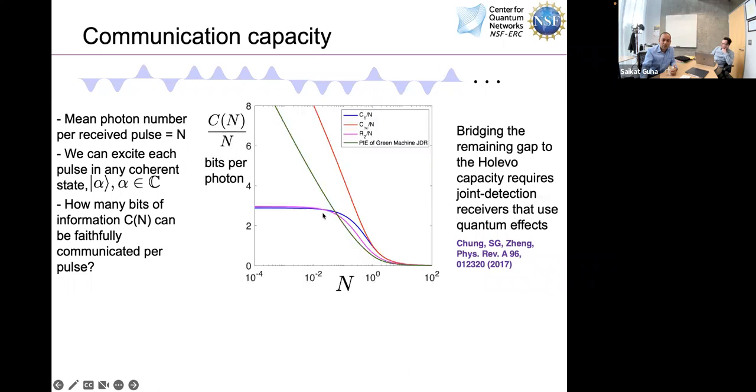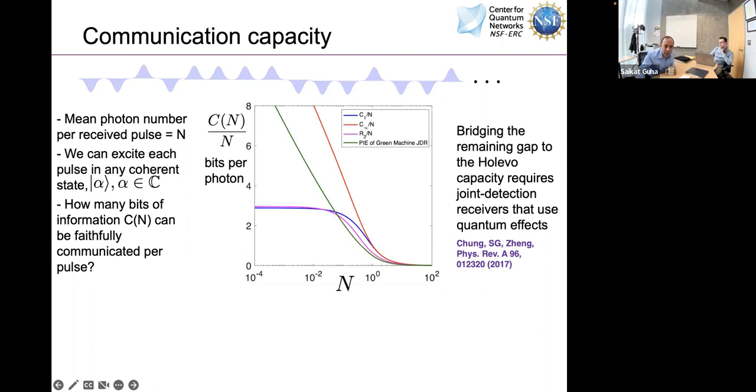And you can ask the question, how many bits of information can I encode per pulse faithfully? And the answer for, let's say, BPSK modulation is given by what is called the Holevo capacity. It's another quantum metric like the Helstrom limit, but that tells you the best possible capacity you can achieve. So C of n is the bits per pulse. And if I divide that by the mean photon number per pulse, I get bits per photon. I'm putting that on my y-axis and the mean photon number n on the x-axis.